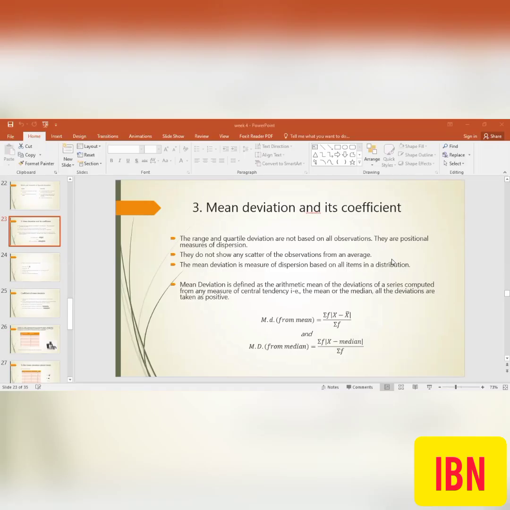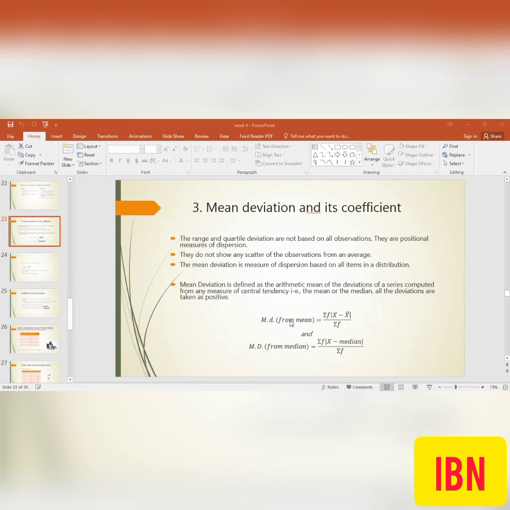So today's topic is about the mean deviation and its coefficient. Last time we covered the range and the quartile deviation. The major flaw of the range and the quartile deviation is that they did not cover the entire data set. The mean deviation now covers the entire data set. Look at here. We have two formulas for that.